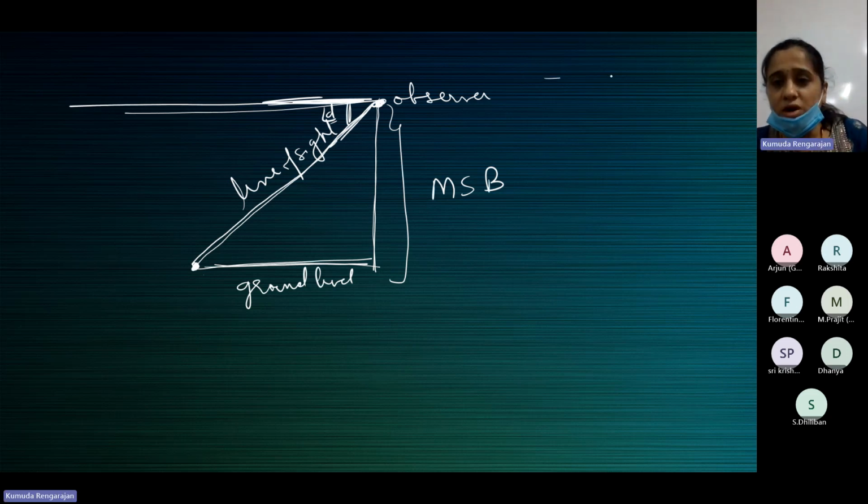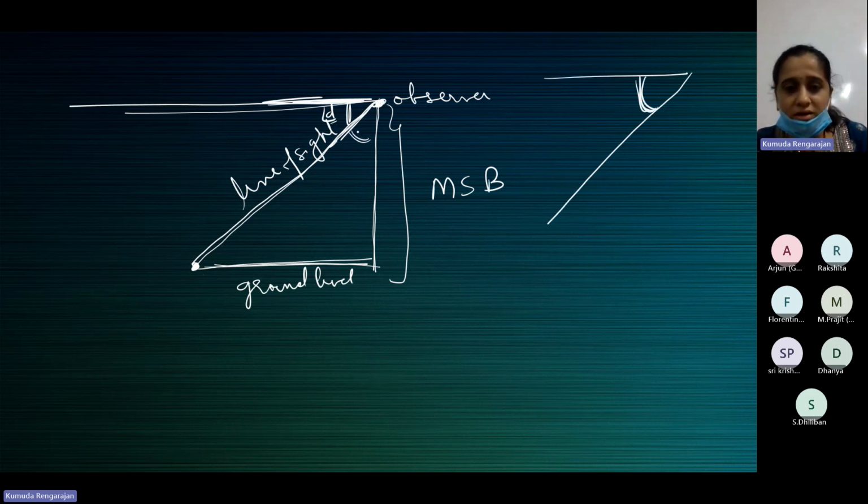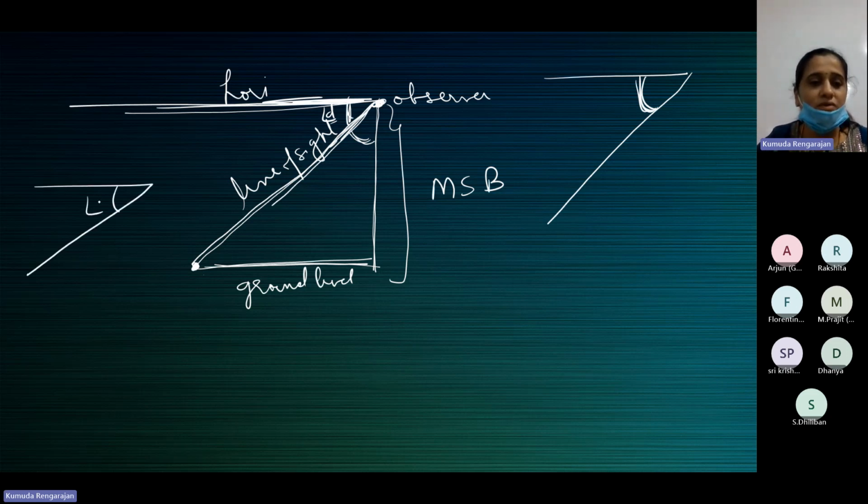See the definition. This is the horizontal. This is the line of sight. Between those two, horizontal and line of sight, this is the angle of depression. And we know that this horizontal and the ground level will be parallel to each other. So alternate angles are equal. So angle of depression will be equal to this one. That means in any case, the angle of elevation will be equal to the angle of depression.